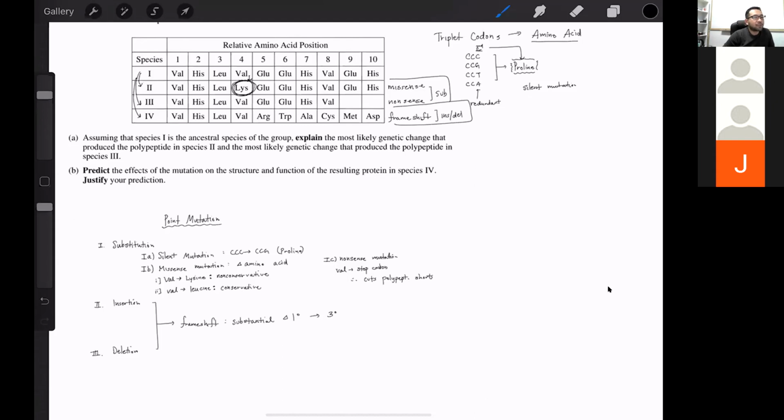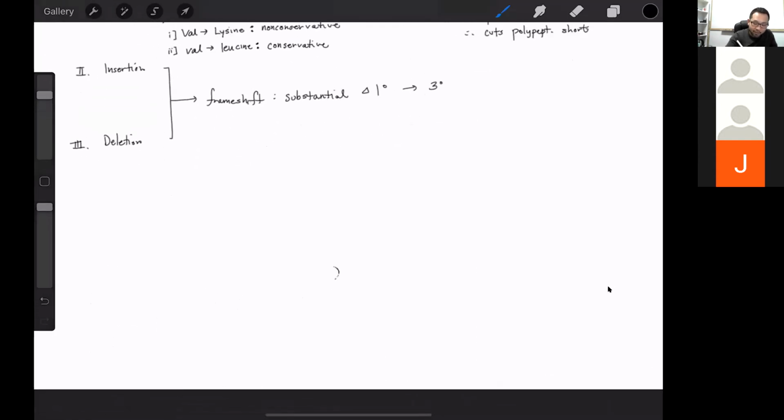Now, predict the effects of the mutation on structure and function of the resulting protein in species 4. Well, I've just mentioned down here that a frameshift mutation that we see in that species 4 is going to cause substantial changes. That little delta means change, right? Changes to the primary structure, which may affect the secondary, which will certainly affect the tertiary.